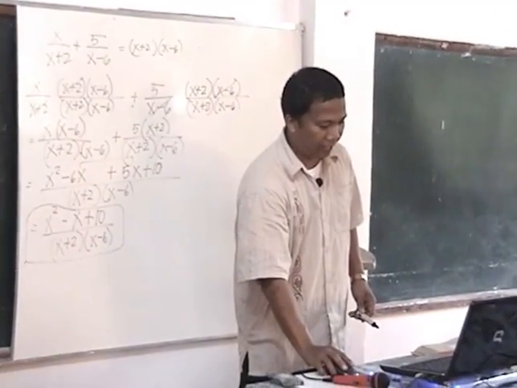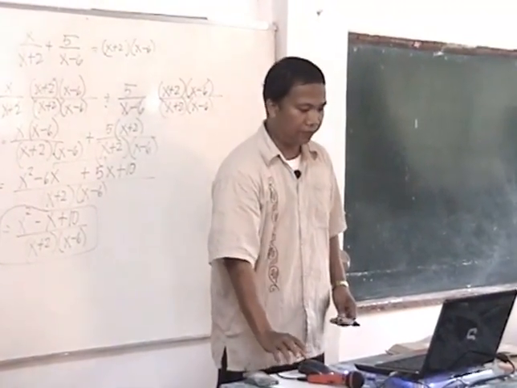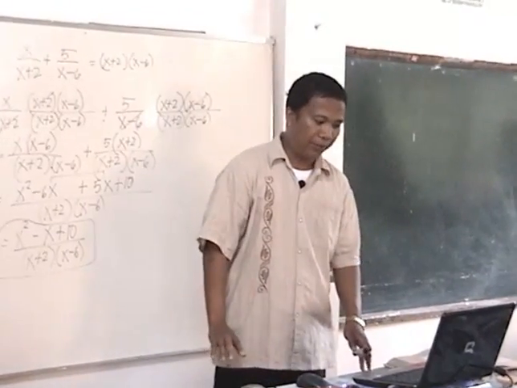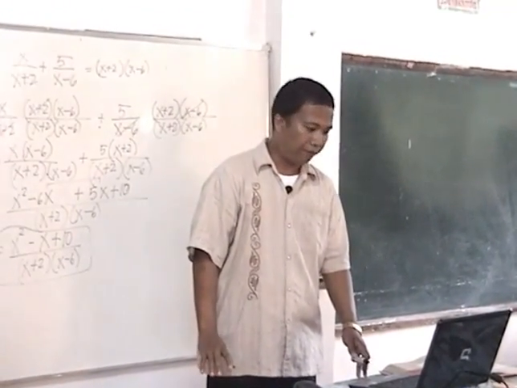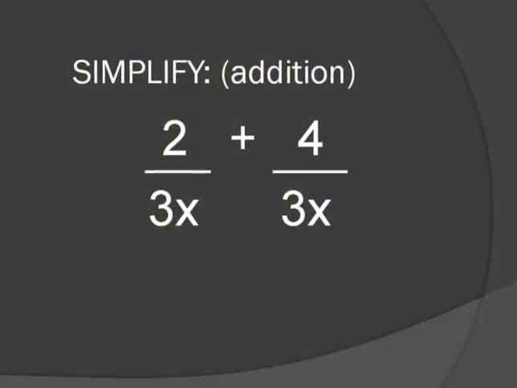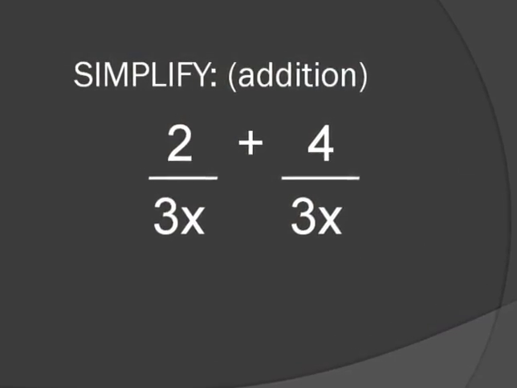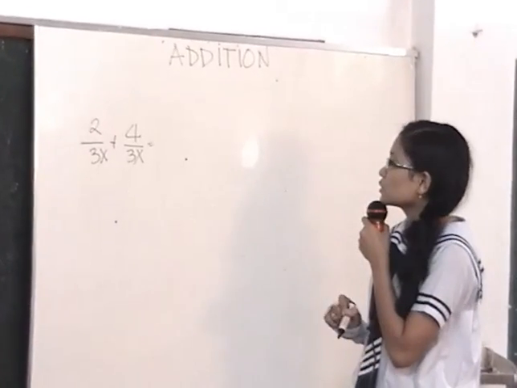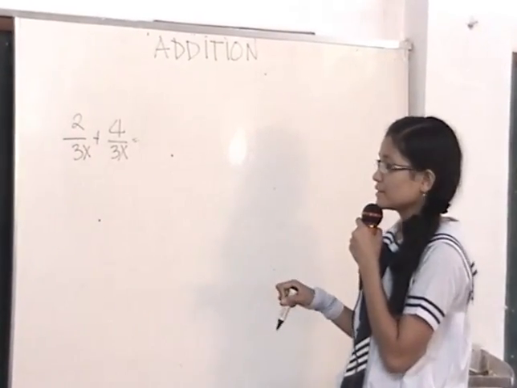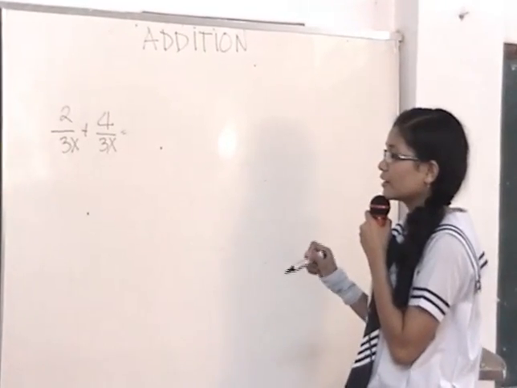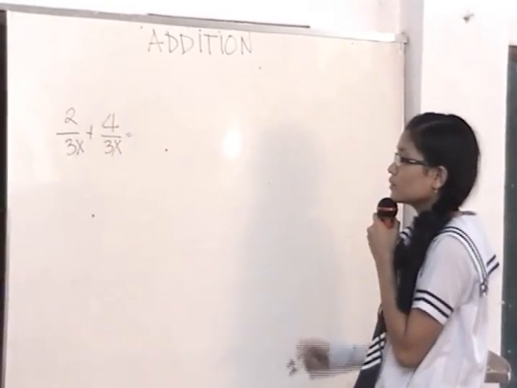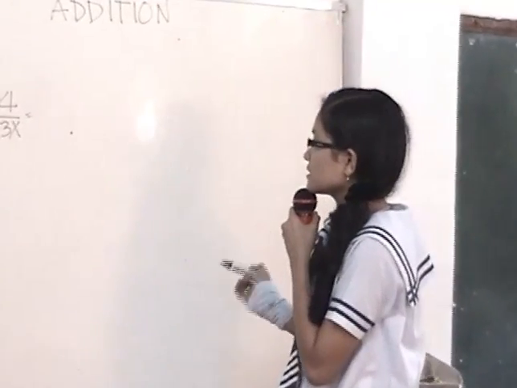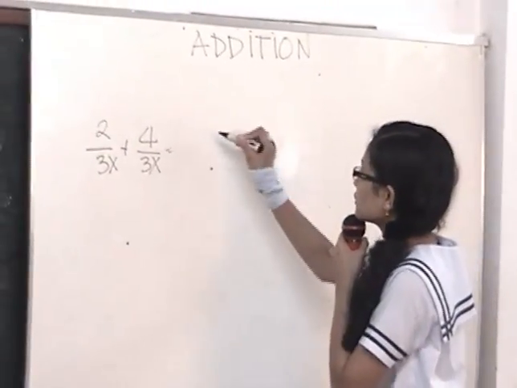So in having the value, we have to use number 1. Who wants to solve for number 1? Yes, Miss Aziz? To add 2 over 3x plus 4 over 3x, since the denominators are the same, we simply add the two numerators, which is 2 plus 2 is 2 plus, sorry.